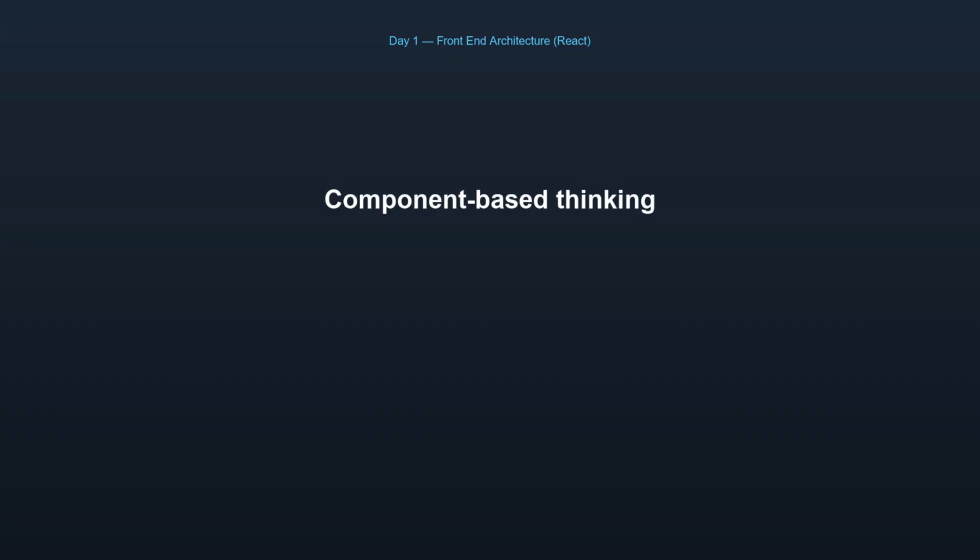I want you to code along with this because seeing it written out makes everything click. Here is a counter built with plain HTML and vanilla JavaScript. We have got an HTML file, a button, a paragraph showing the count, and a script tag with some JavaScript that says, when the button is clicked, add 1 to the count and update the paragraph's text.